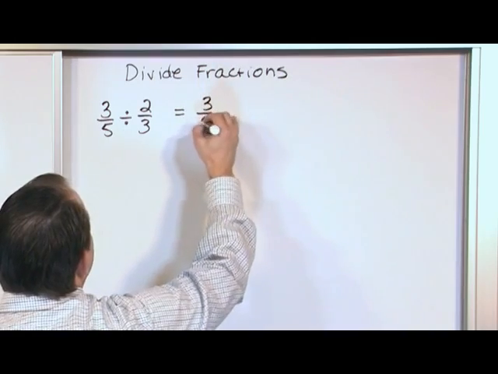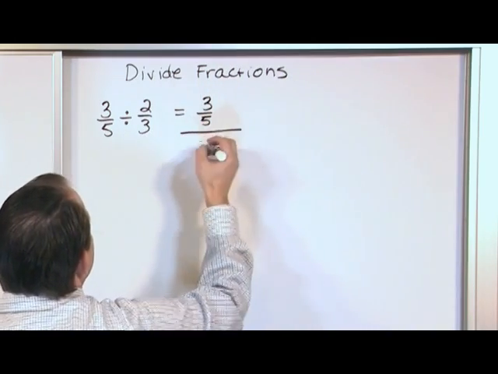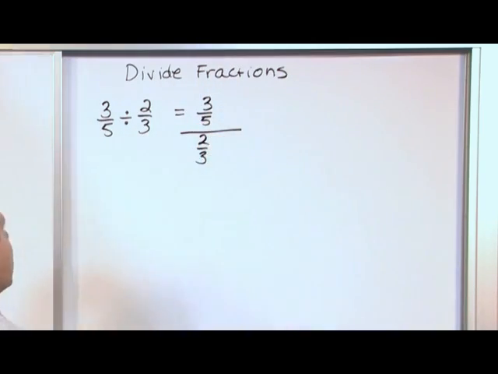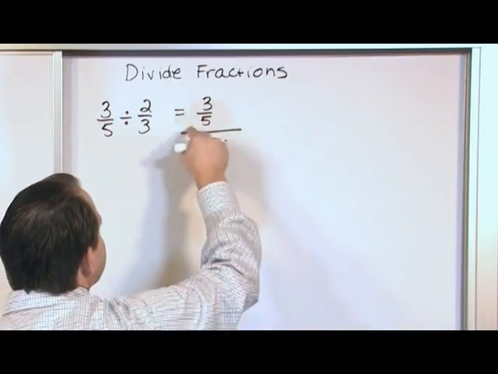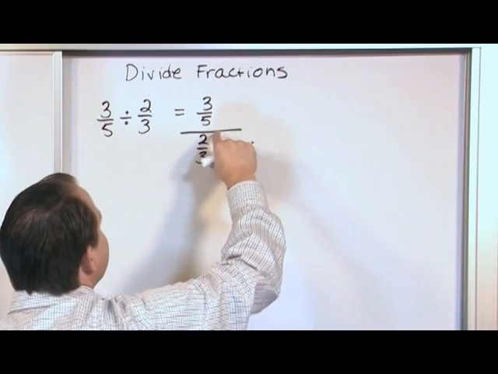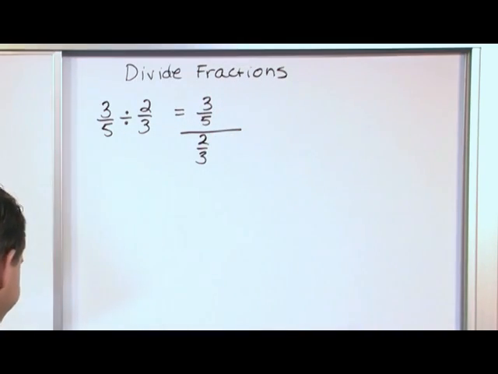3/5 divided by 2/3. Now see, it looks a little funny at first until you realize this is just a big division bar, which is like a fraction bar. So you have 3/5 on top, 2/3 on the bottom.